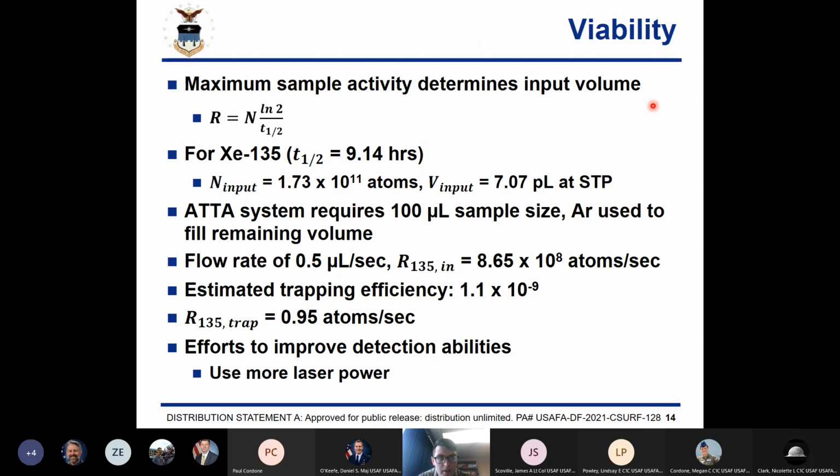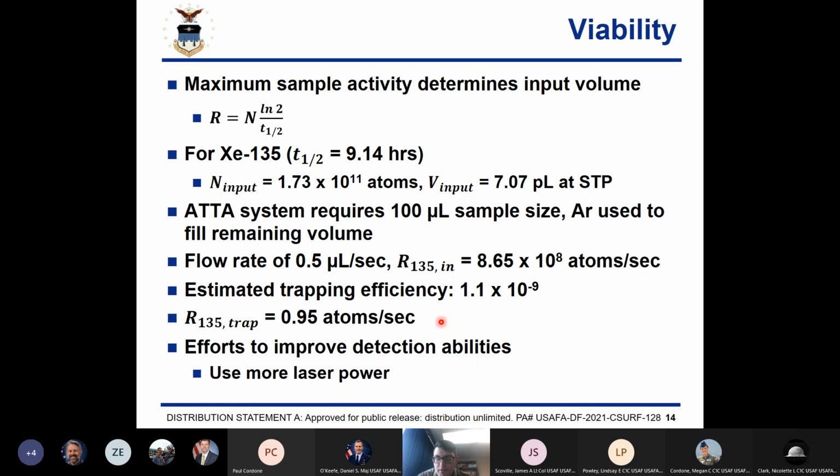Moving on to the viability, because we're working with such small samples, we wanted to make sure that our system would actually be able to detect them. So we considered xenon 135, which has the shortest half-life of about 9.14 hours. Given our sample activity of about 100 microcuries, that limits our sample size to about 1.73 times 10 to the 11 atoms, or a volume of about 7 picoliters at STP, which is not a lot. Using our estimated flow rate and trapping efficiency for our system, which we got from experiments with stable xenon, we estimated that we'd be able to trap less than 1 atom per second of xenon 135.